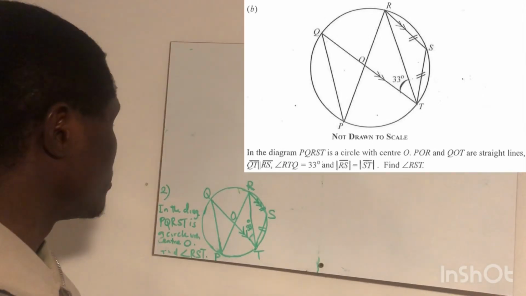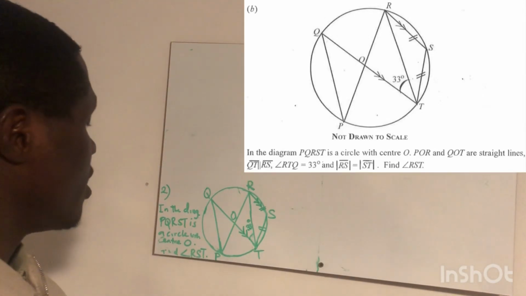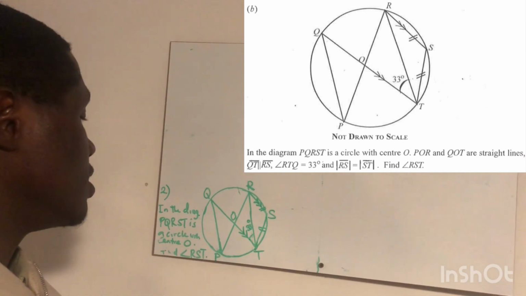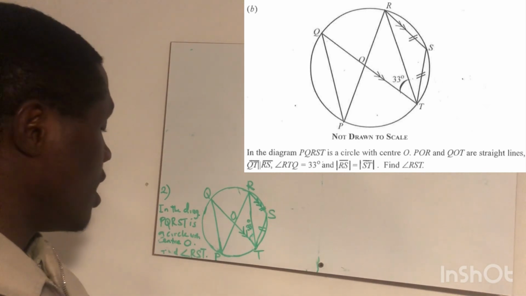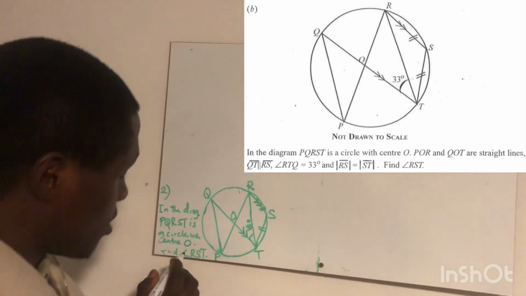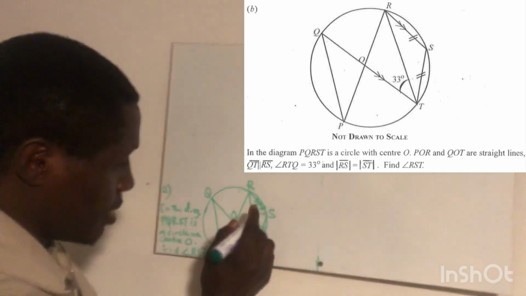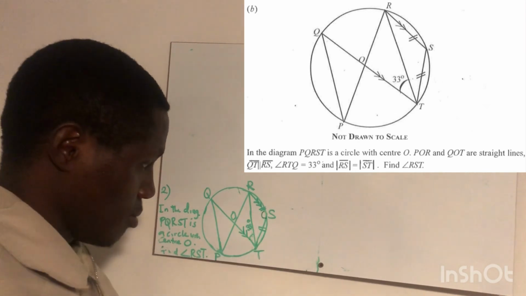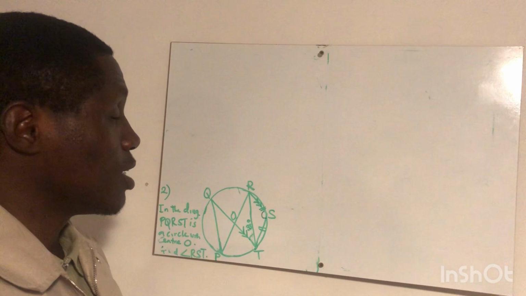This is the second question, and the question is: in a diagram, PQRST is a circle with center O, as you can see it. Find RST. We have to calculate angle RST. This is a question basically on circle geometry.